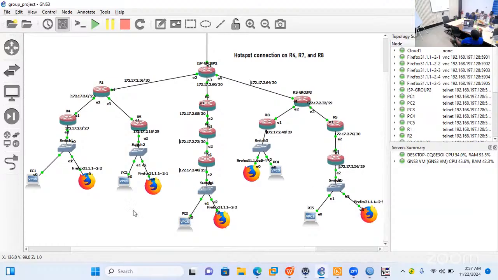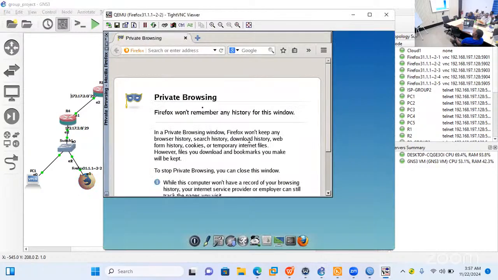Okay, so which of your networks here has a hotspot, sorry? R4, R7, and R8. Okay, so from R4 here, we can get the hotspot. So what's the domain name for your hotspot? Hotspot group.lan.